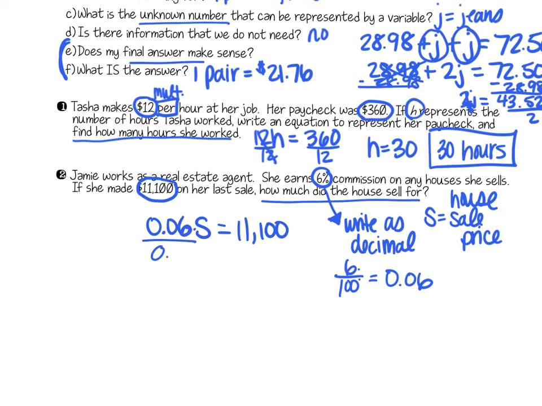If this is times, I want to divide to get the sale price by itself. And I know if she's getting a commission that's a percentage, the original sale price should be more than her commission. So if you do that, it comes out to a sale price of $185,000 for the house.